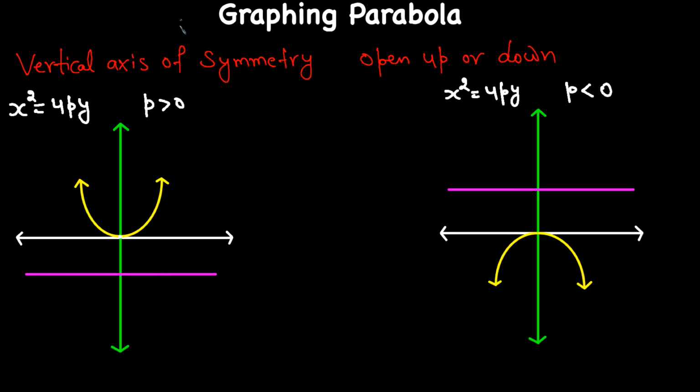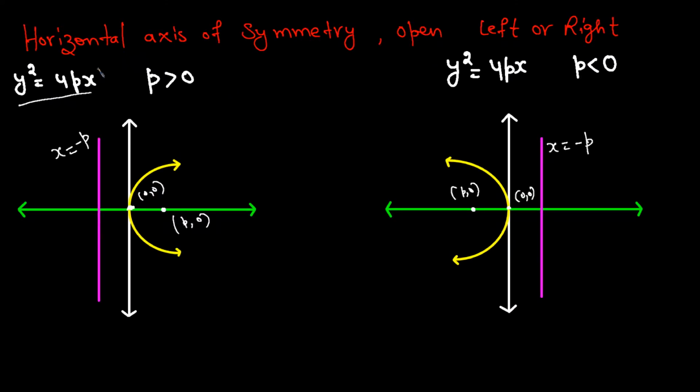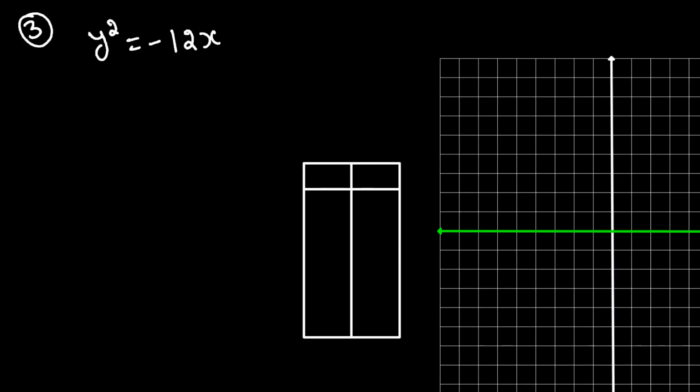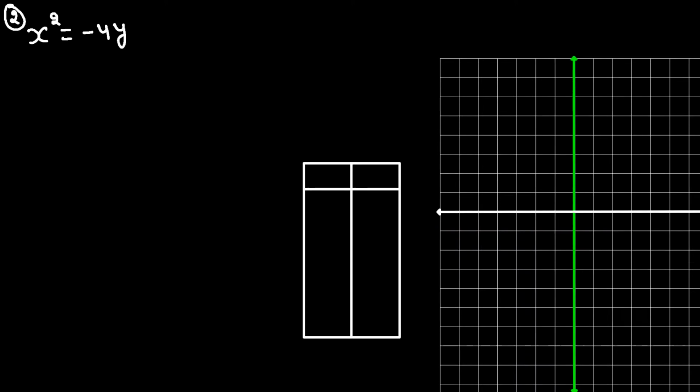In this video, I'm going to go over how to graph a parabola. We're going to go over the parabola with the vertical axis of symmetry, and then the parabola with the horizontal axis of symmetry, and then a couple of examples of how to graph these parabola equations. We're going to go over 4 examples.